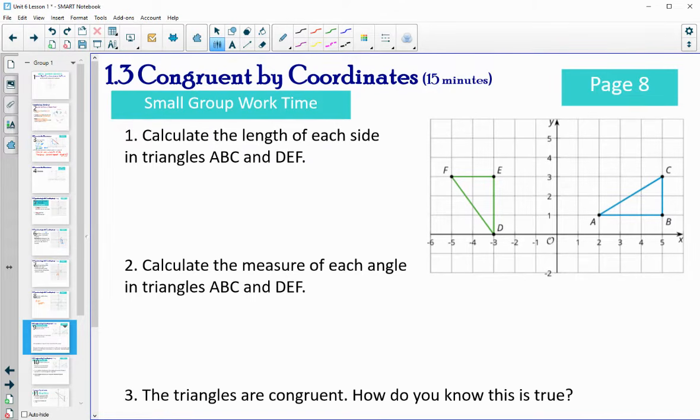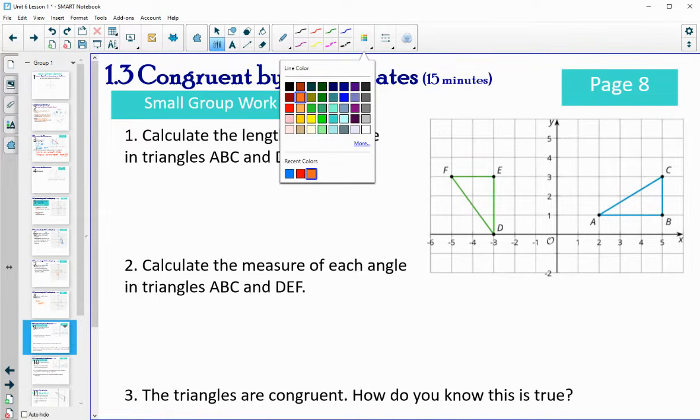All right, so let's take a look at activity 3 on page 8. Go ahead, take a look at those 2 images and determine the information wanted in 1 through 4, and then you can come back to the video.